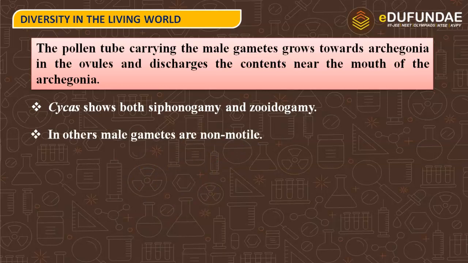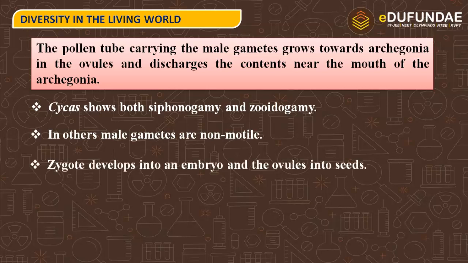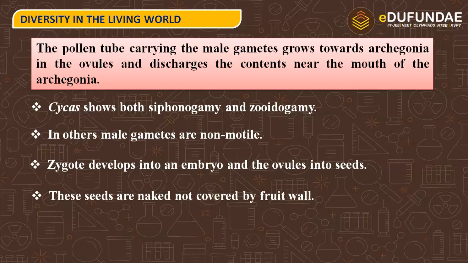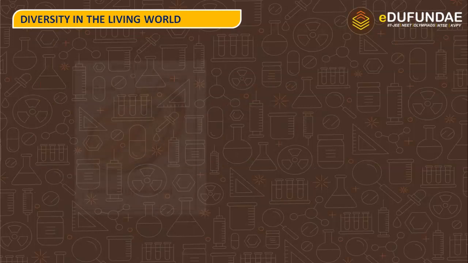So what do we mean by non-motile gametes? See, in the case of oogamy we said it is oogamy because the male gamete is the motile one and the female gamete is large and immotile. But in some others, we see that the male gametes are non-motile. The zygote develops into an embryo and the ovules into the seeds. These seeds are naked, not covered by any fruit wall, and hence the name gymnosperms.